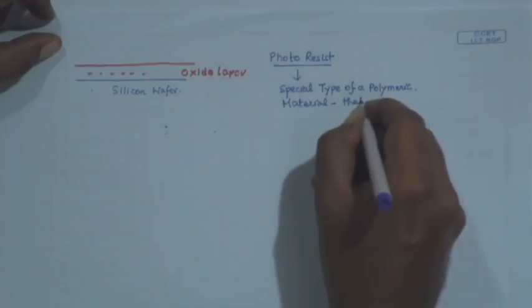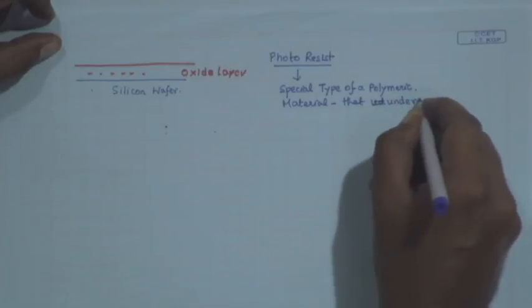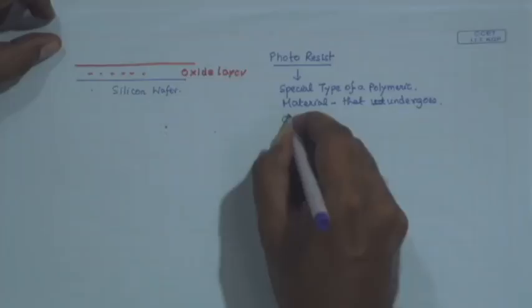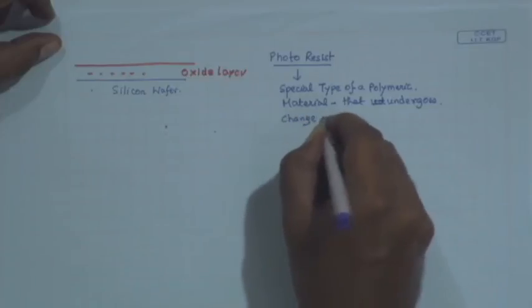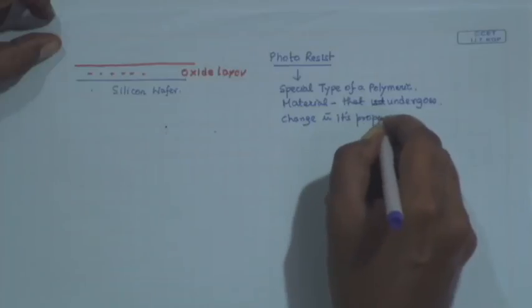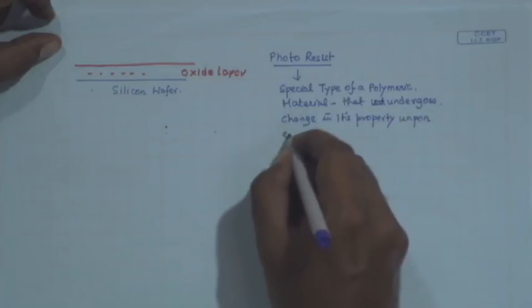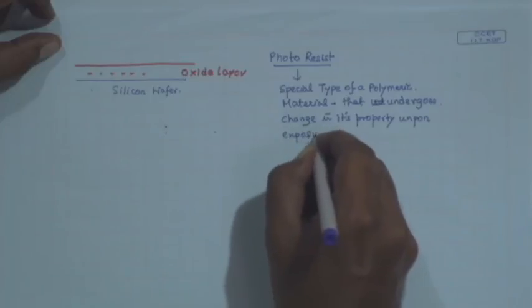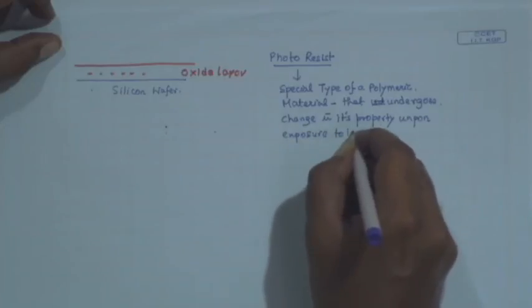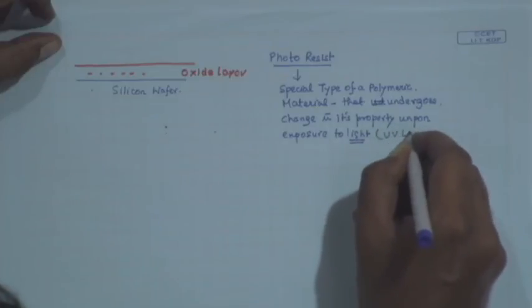that undergoes change in its property upon exposure to light. The reality is this is UV light.